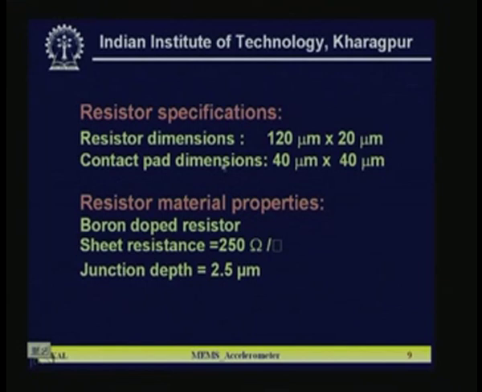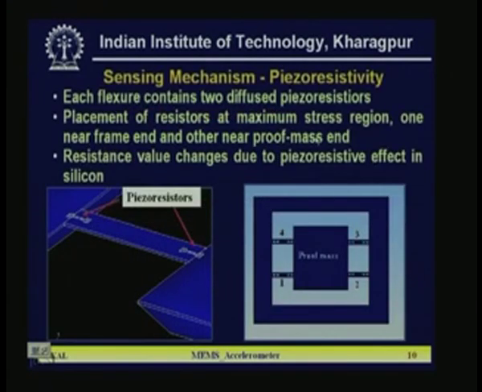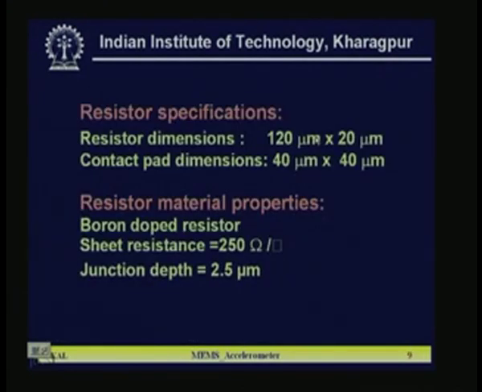Now the resistor specifications we have used here: 120 micron by 20 micron is the resistor dimension. Contact pad dimensions are taken as 40 micron by 40 micron, because 20 micron is the width, 20 by 20 is the contact, and the pad should be 40 by 40 because it has to be aligned to the resistor. That is why 10 micron on both sides more, it comes to be 40 by 40.